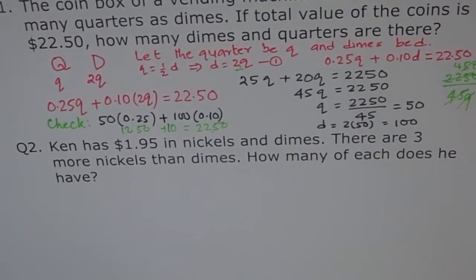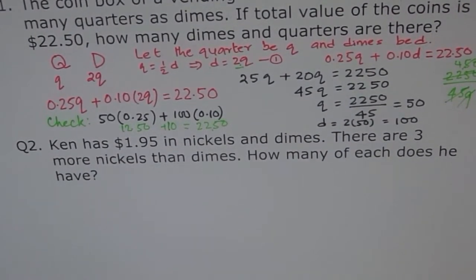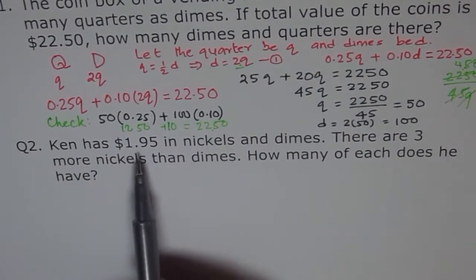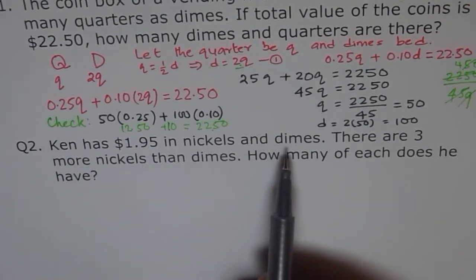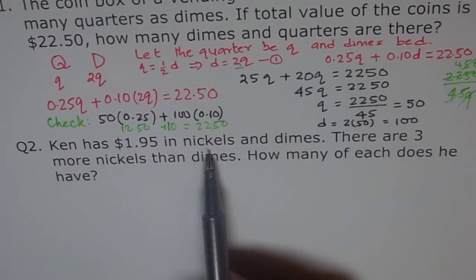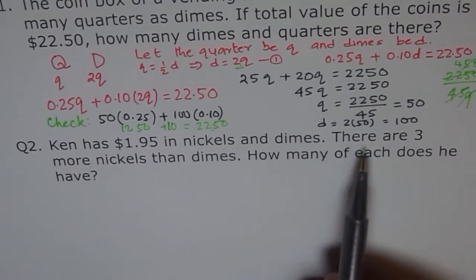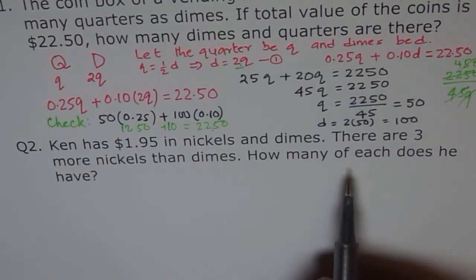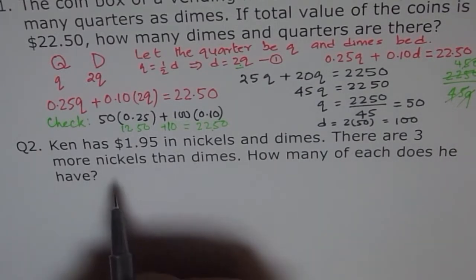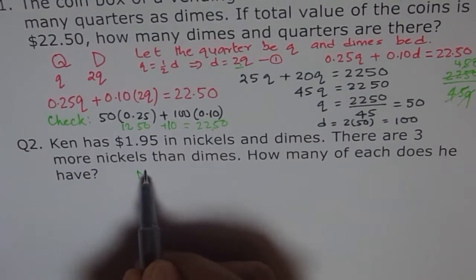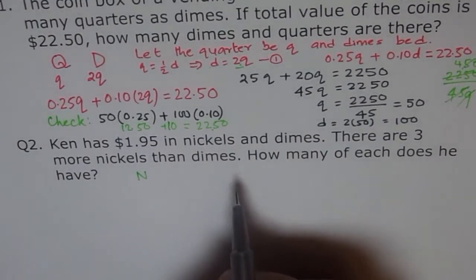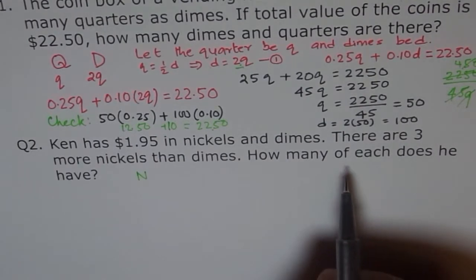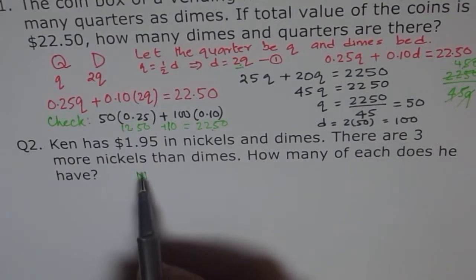Let's look into question number 2. It says, Ken has $1.95 in nickels and dimes. So a nickel is worth 5 cents, a dime is worth 10 cents. There are 3 more nickels than dimes. So we'll write two equations again, and this time let the number of nickels be N and let the number of dimes be D, correct? There are 3 more nickels than dimes.